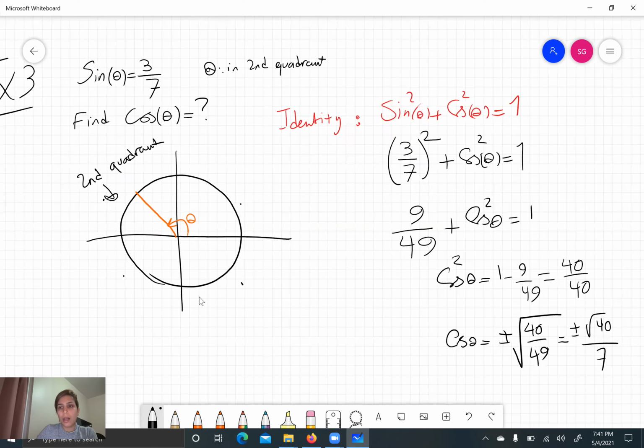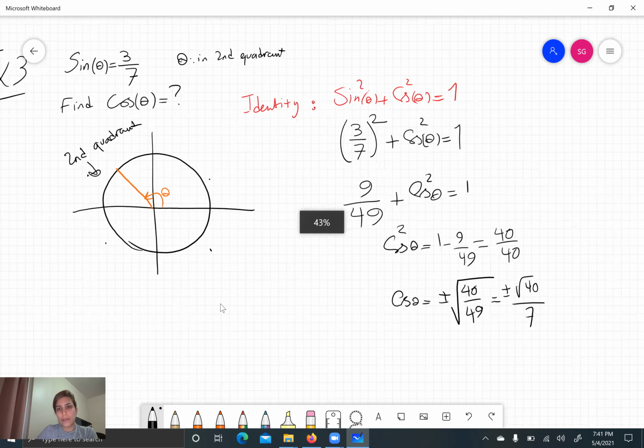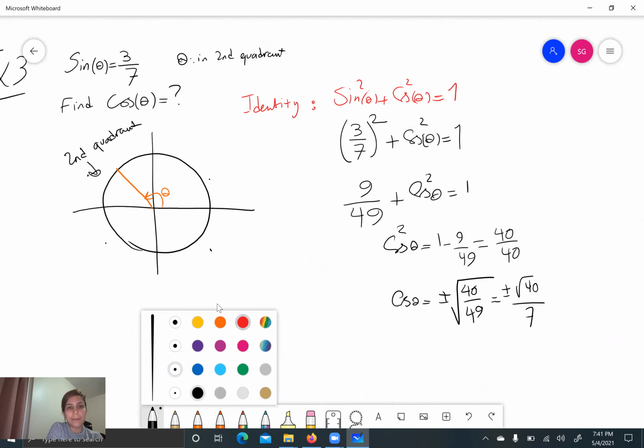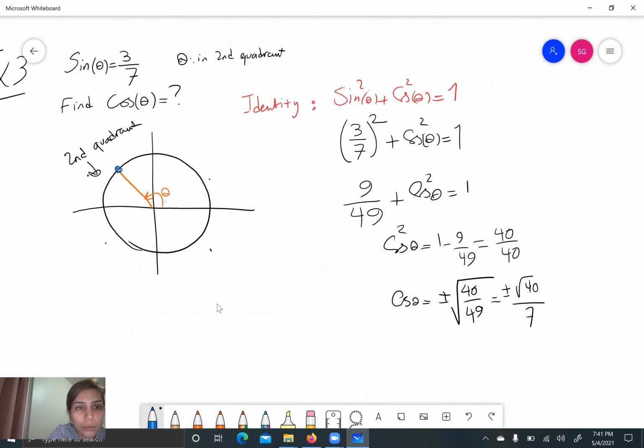So now I have two values, a positive and a negative value. Which one should I pick? Pay attention. Which one is the answer? So what is cosine? Let's draw the right triangle here. In here, this is theta. It corresponds to this point, right? So this is the point with x and y value. This is the terminal side. In other words, this is the terminal side, right?